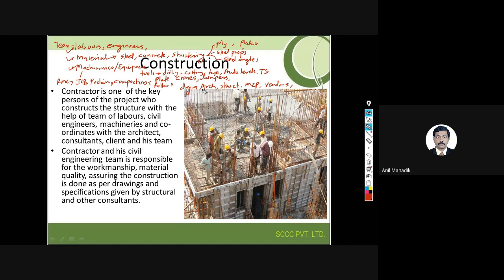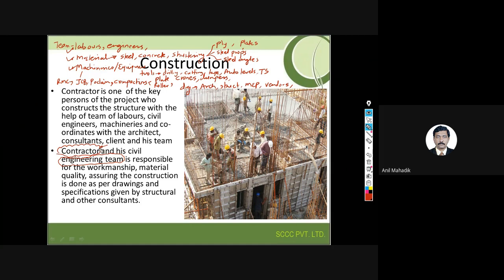Now, who is doing the construction mainly? Who is responsible for the construction of the project? Contractors, and engineers. Yes, contractors and their engineering team. They are responsible for the project. Generally, the contractor owns the project.